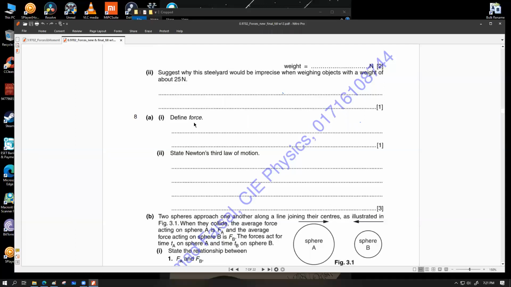You cannot write the qualitative definition to score marks. You cannot write this is the push or pull on any object. That's the old definition. That's not incorrect, but it's not acceptable at your level anymore. You cannot write force equals mass into acceleration. That was applicable for your O levels. This is true, but this is not applicable because this is not exactly how Isaac Newton defined the force. The way he defined it, which is introduced in your A levels from AS level, is that force is the rate of change of momentum, delta p by t.